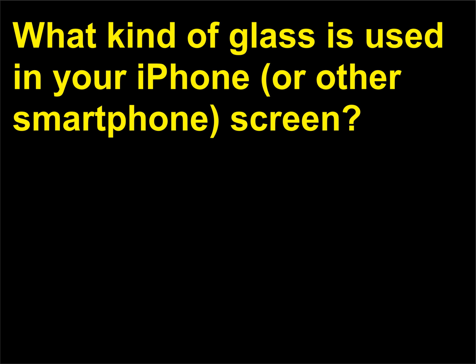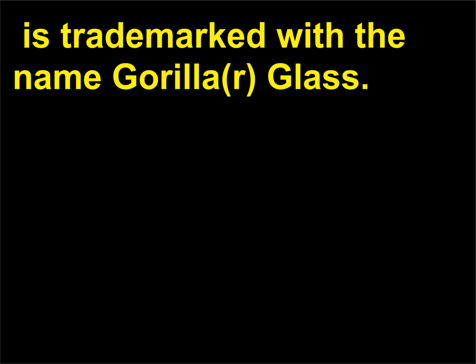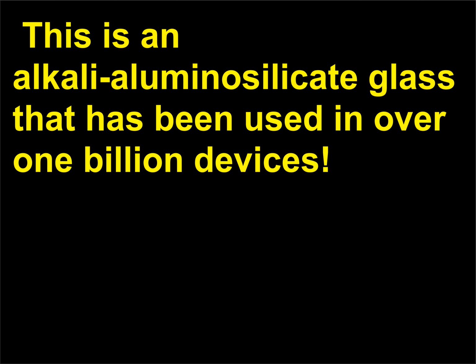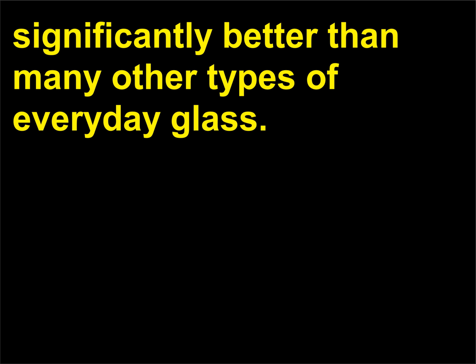What kind of glass is used in your iPhone, or other smartphone, screen? The glass in most iPhone screens to date, along with that in many other smartphones, is trademarked with the name Gorilla Glass. This is an alkali aluminosilicate glass that has been used in over 1 billion devices. It is lightweight, thin, and resists scratching and cracking. Significantly better than many other types of everyday glass.